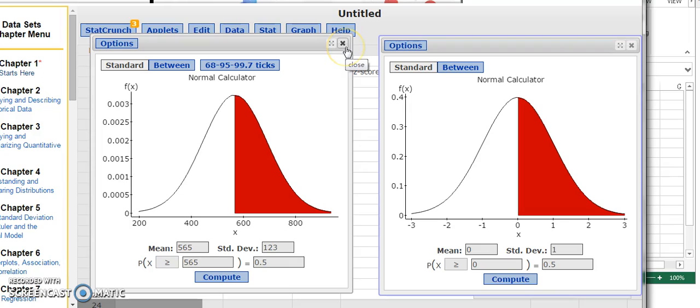And that's how you do it in StatCrunch and also calculate by hand.